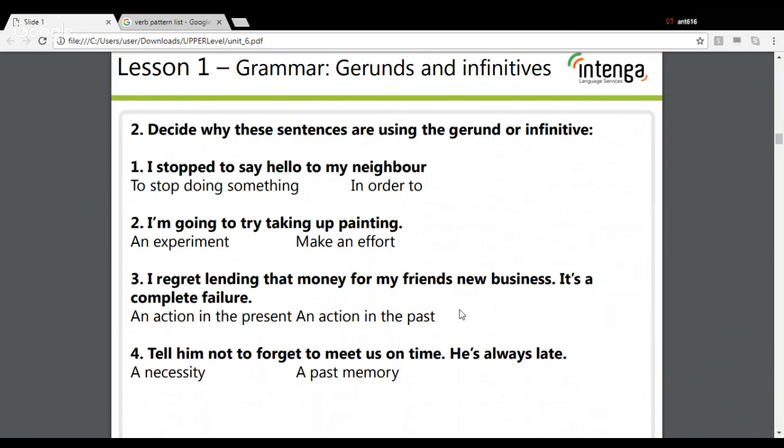So what about number 4? Tell him not to forget to meet us on time. He's always late. And then necessity A. Okay, why? Because it's an order, so kind of just in case this person, so this kind of thing. Yep, exactly. He's normally late, or he's always late. So maybe you have to go to a concert, you have to be there on time. Right. All right, any questions with this? No. Okay.